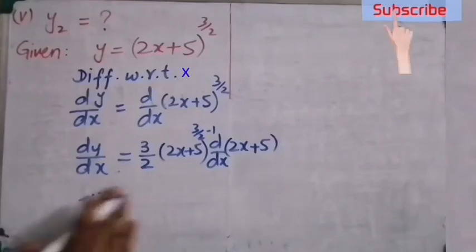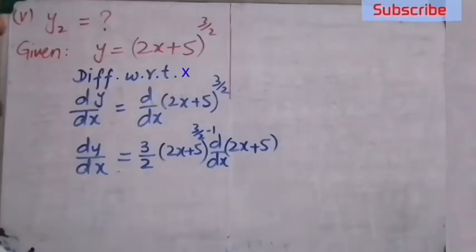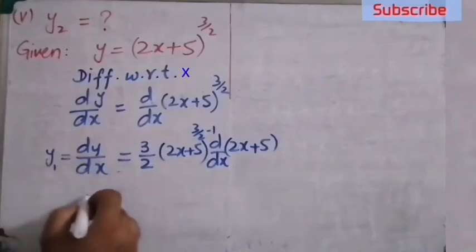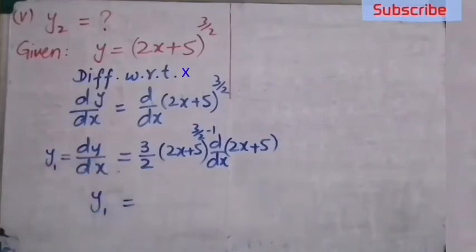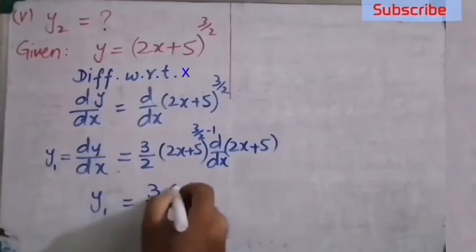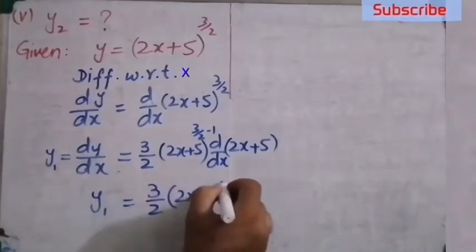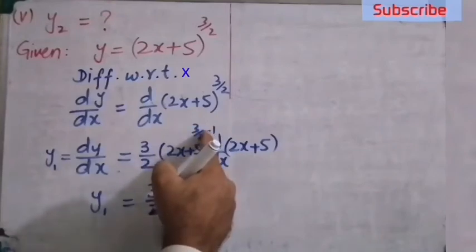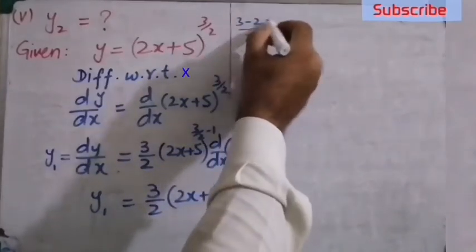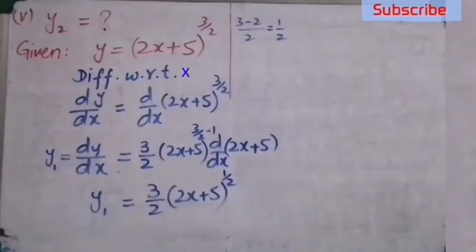It can be called y1, dear students. We could have called y1 here, and if we call it y1, the first order derivative of y with respect to x is y1. It is 3 by 2, (2x plus 5) power. Now, what does it simplify into? It simplifies into 1 by 2. We can take LCM 2, 3 minus 2, it will be 1 by 2 obviously.